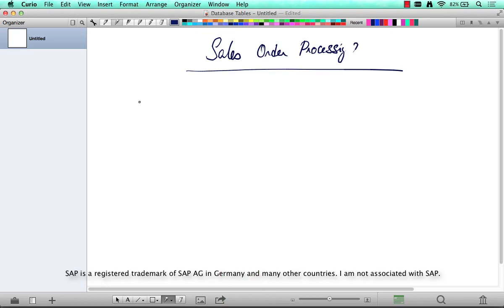There are tables at the header level. There are tables at the item level. And in the case of a sales order, as opposed to delivery and billing, there are tables at the schedule line level.